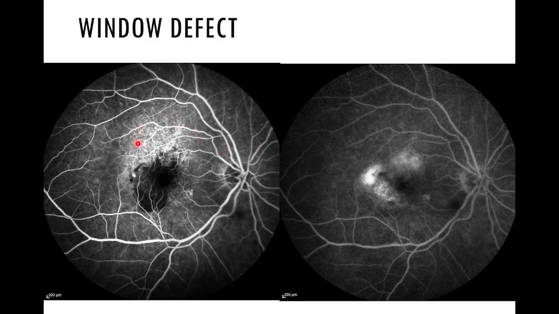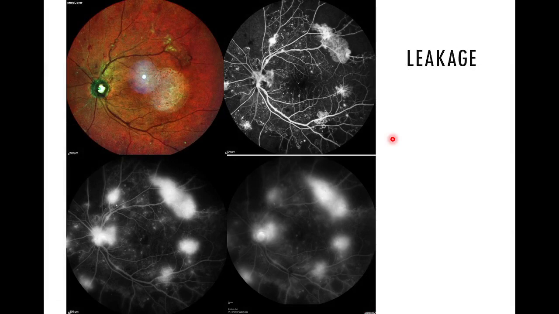So the hyperfluorescence due to the defect in the window. The window is the RPE. So the hyperfluorescence which is seen in the early phase, which subsequently disappears or decreases in intensity in the late phase, is suggestive of window defect due to the RPE alterations. Next is the leakage. So leakage is due to the defect in the inner blood retinal barrier. Inner blood retinal barrier, that is the endothelial junction, which is affected in diabetic retinopathy or venous occlusive disorders or in choroidal neovascular membrane.